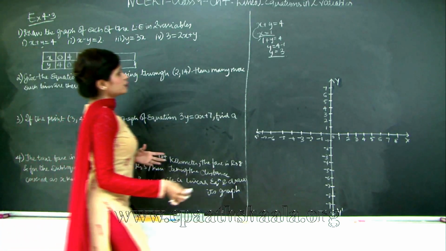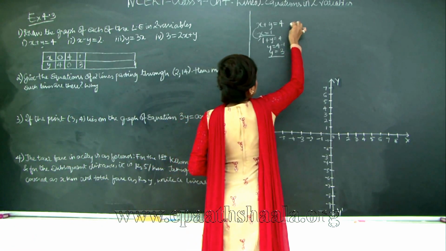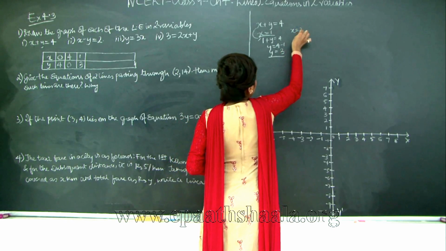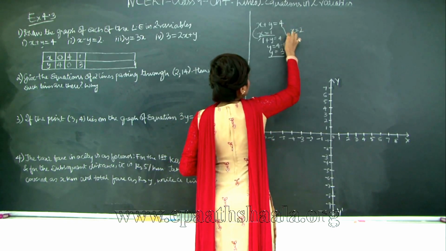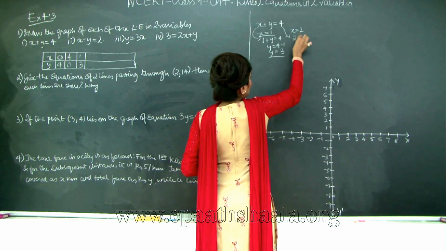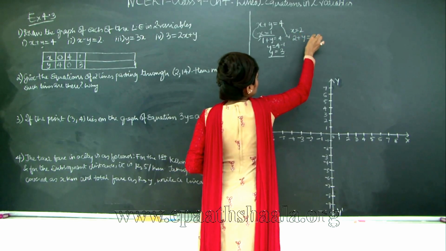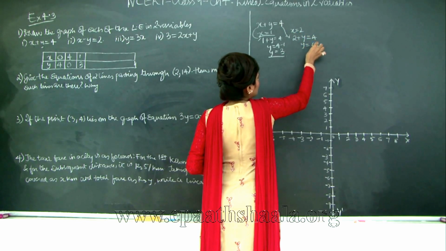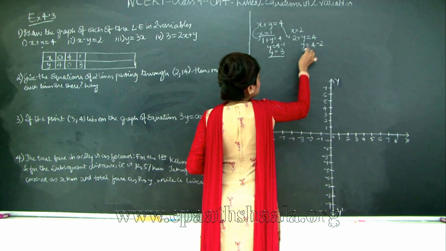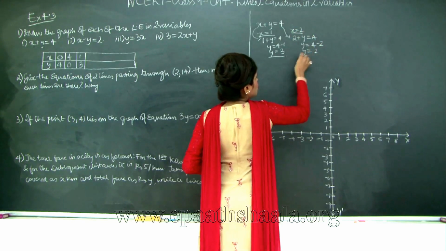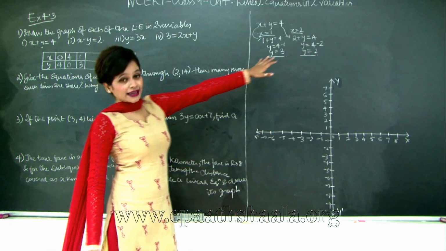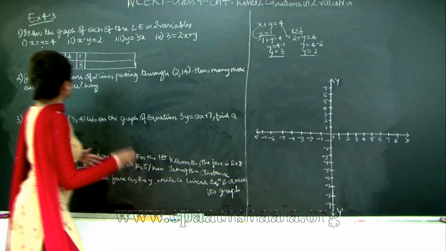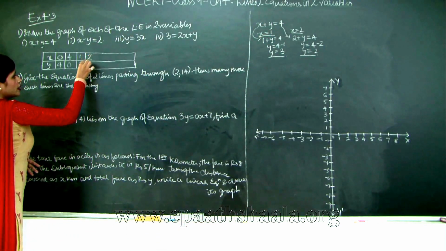Let us take another value for x. I will say x is equal to 2. So this equation will become 2 plus y is equal to 4, which is y is equal to 4 minus 2. Therefore, y is equal to 2 when x is equal to 2. So, I have 2 and 2.